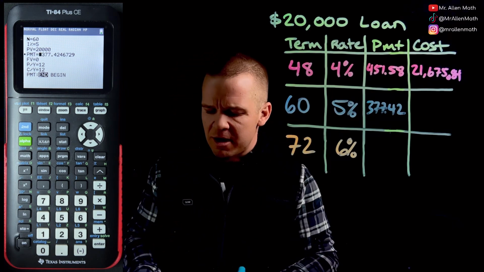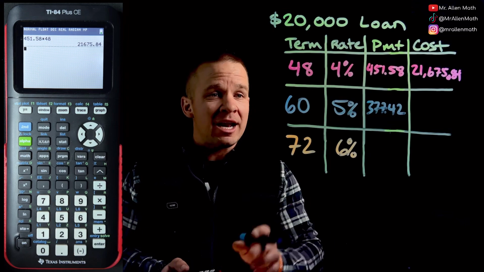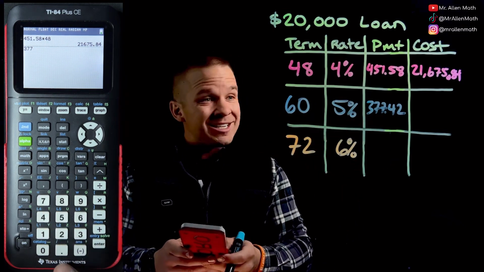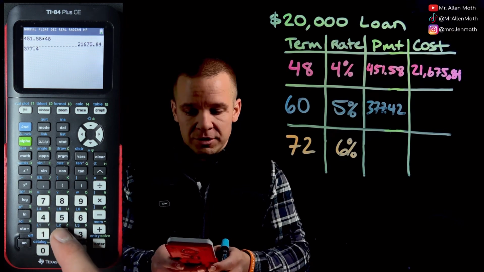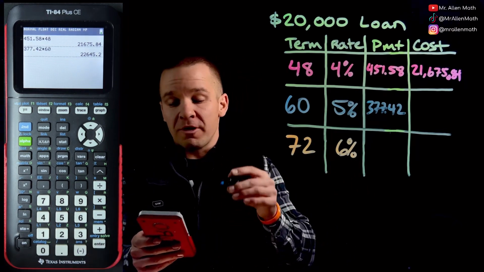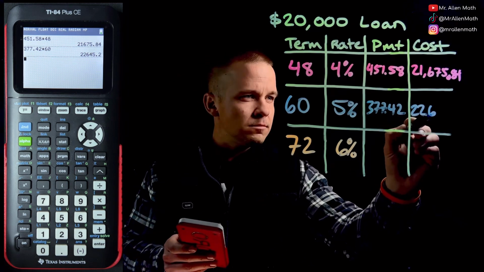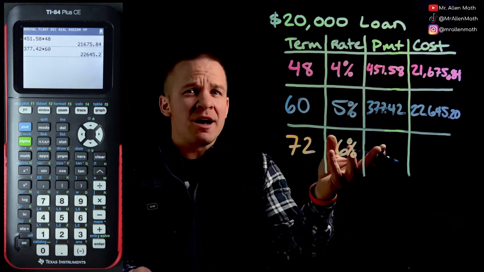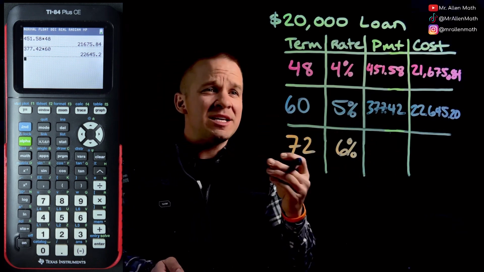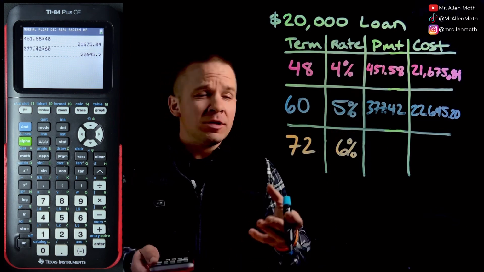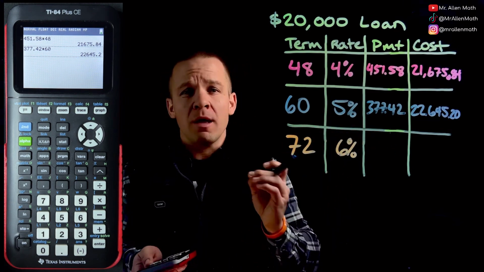So let's see here. I'm going to quit out of this once again, and I'm going to take my months times my cost of payment, right? We got 60 times 377.42, and my total cost is now $22,645.20. Okay, so it is a little bit more costly, right? It's almost $1,000 more for the 60-month loan at a higher interest rate. All right, so your payment's lower, a little bit easier to work with, but you are paying more over the life of the loan.